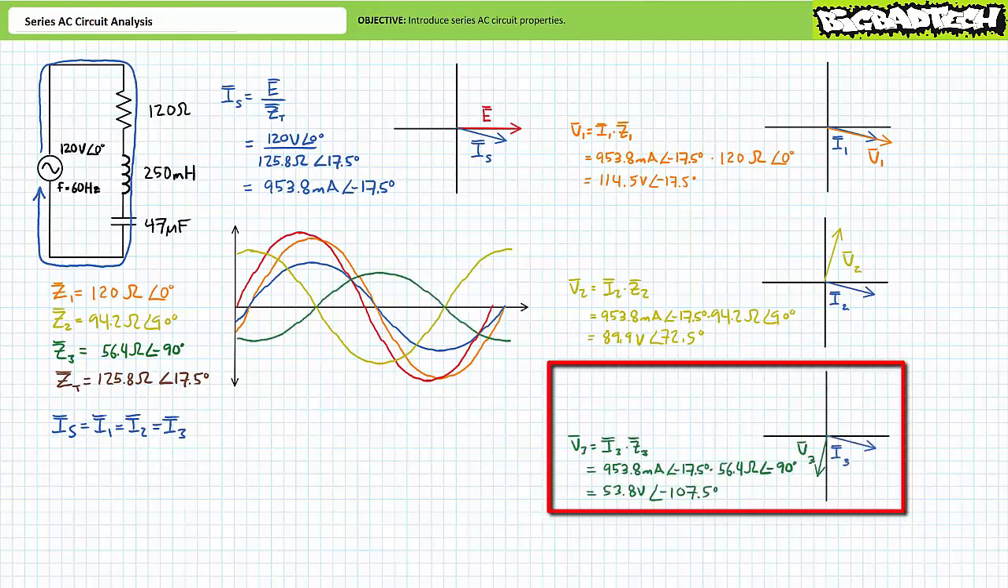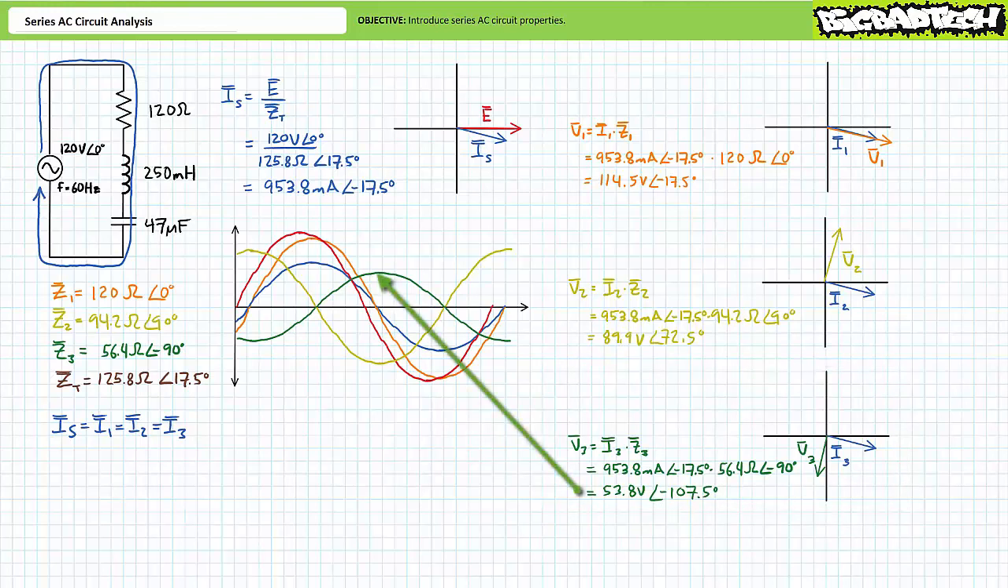Finally, an application of Ohm's law for capacitive impedance element Z3 demonstrates V3 to be approximately 53.8 volts at an angle of negative 107.5 degrees. Phasor diagram illustrates that the current through capacitive impedance Z3 would lead the voltage across it by a relative 90 degrees. If we were to add a plot of voltage across capacitive impedance Z3 as a function of time, it would look something like this. V3 in green appears to lag supply voltage by 107.5 degrees. Note current through Z3 appears to lead voltage across it by 107.5 minus 17.5, or a relative 90 degrees.